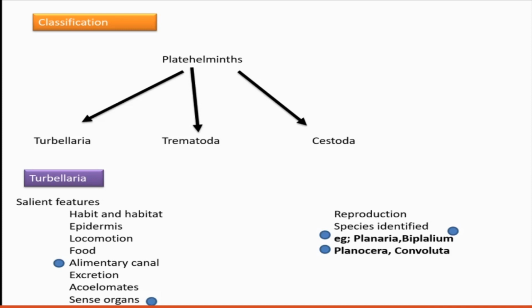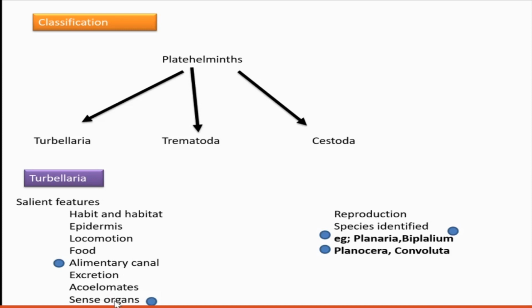Then next is about excretion, which happens with the help of protonephridia. I have already shown you protonephridia. Then they are all acoelomates. Acoelomates means it doesn't have any true coelom.